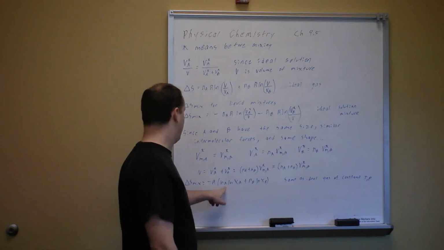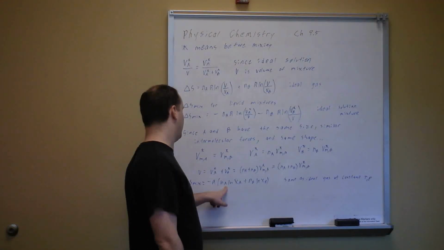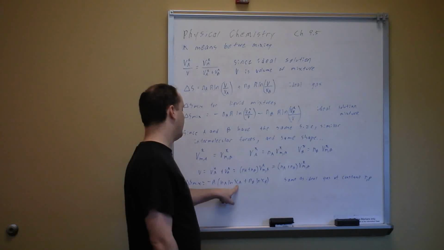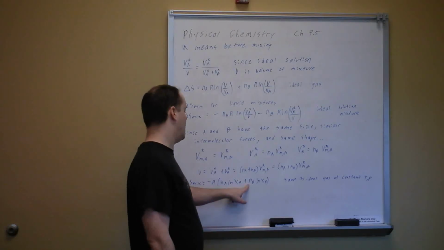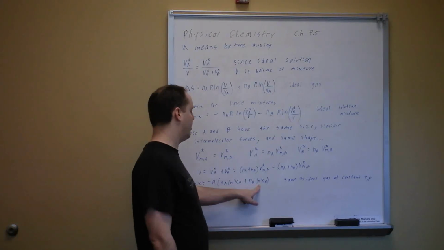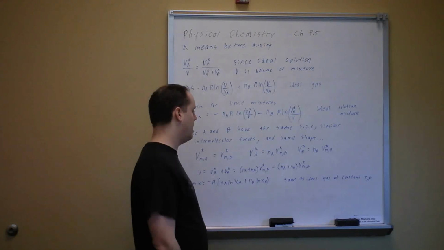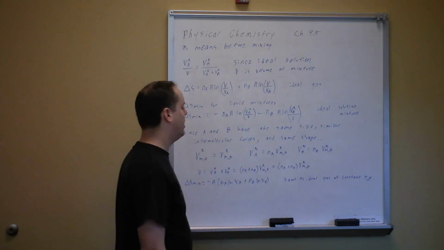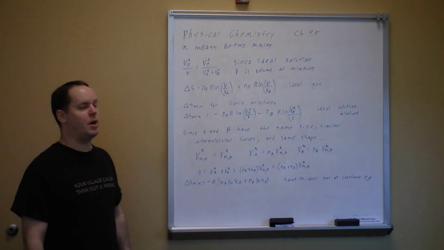So we know that the change in entropy for the mixing is going to be equal to minus R, pull that out, times the number of moles of substance A times the natural log of the mole fraction of A, plus the number of moles of B times the natural log of the mole fraction of B. And this is just like we did when we talked about ideal gas at constant temperature and pressure.